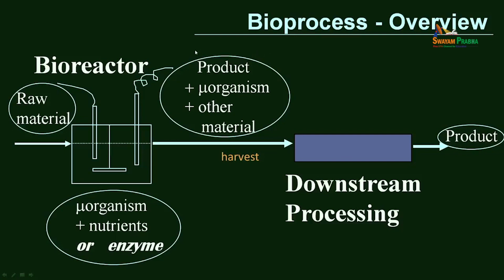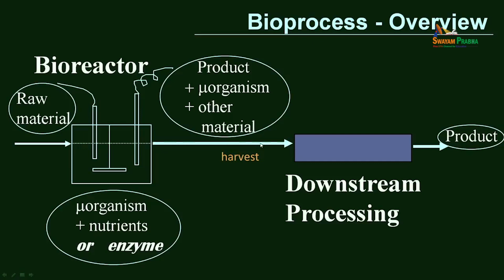Then we looked at the overview of the bioprocess. We said that it has two major aspects, the bioreactor aspect or the upstream aspect and the downstream processing aspects. We said that the raw material goes into the bioreactor, which contains the microorganism and nutrients for it to grow and produce the product of interest, or it could be an enzyme which is doing an enzymatic conversion.